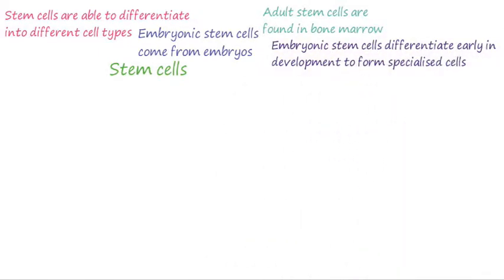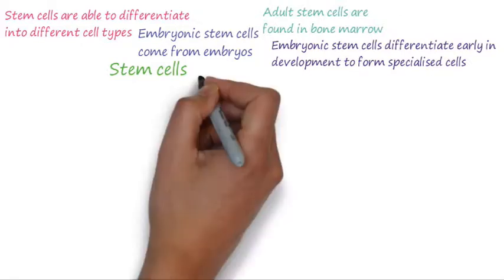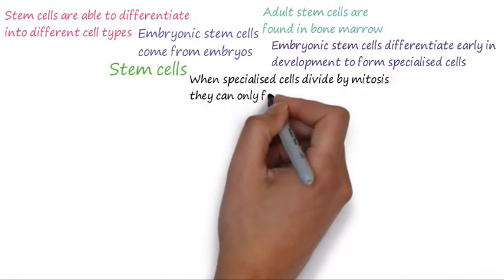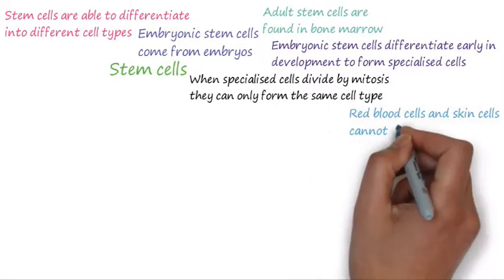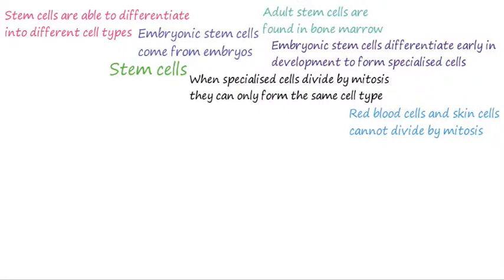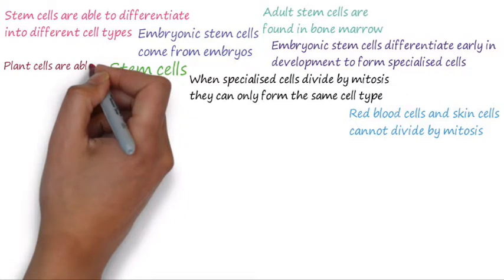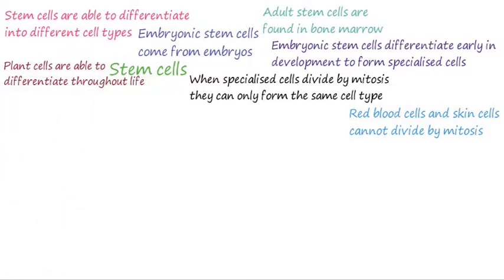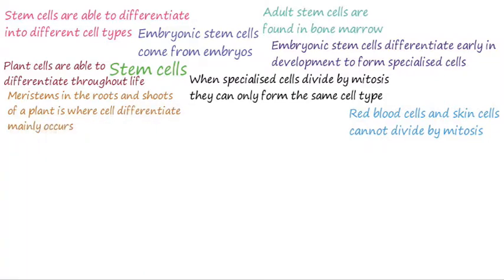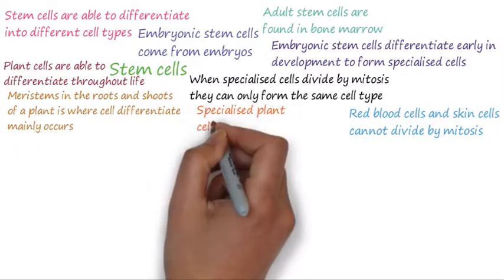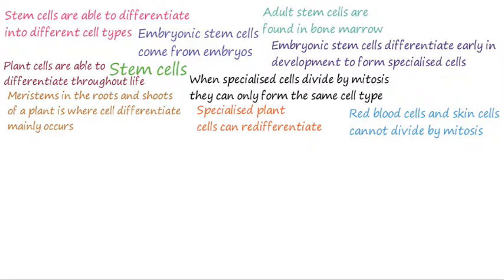In animals, these embryonic stem cells differentiate early in development, and they form specialised cells such as red blood cells and muscle cells. When these cells then divide by mitosis, they can only form the same cell type. However, red blood cells and skin cells cannot divide by mitosis at all, and so adult stem cells are needed to replace these cells. Plant cells are able to differentiate throughout life. Meristems are found in the roots and shoots of a plant, and this is where cell differentiation mainly occurs. Specialised plant cells can also redifferentiate sometimes.